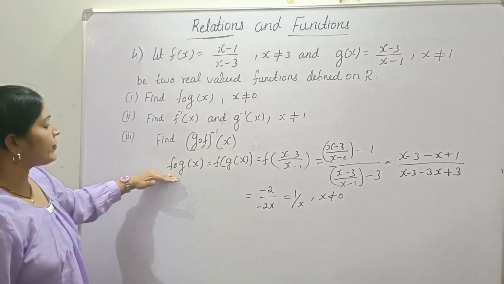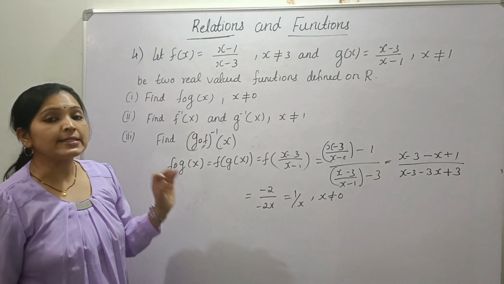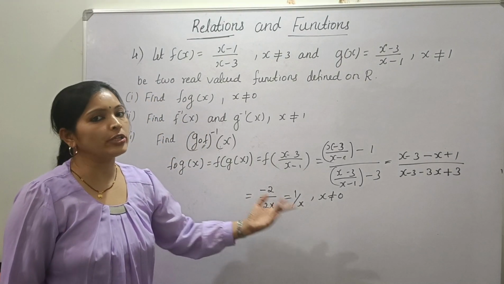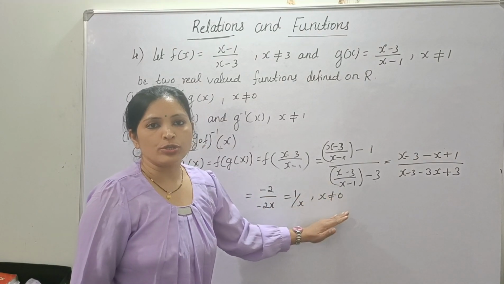So here we have f composite g of x is equal to 1 by x, x not equal to 0. If x is equal to 0, it will not be defined, right? So write 1 by x, x not equal to 0.